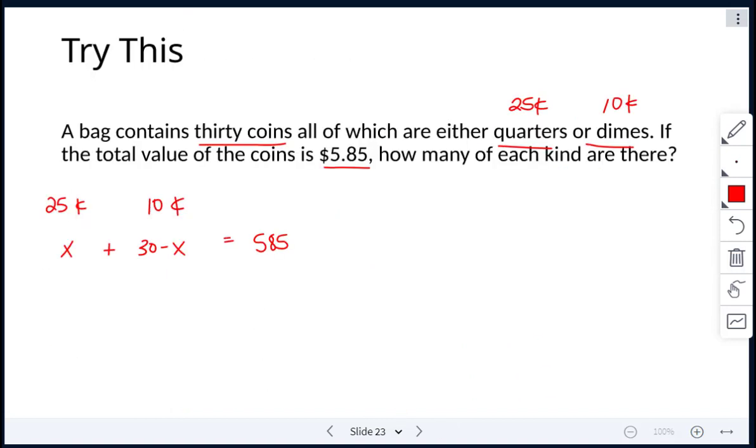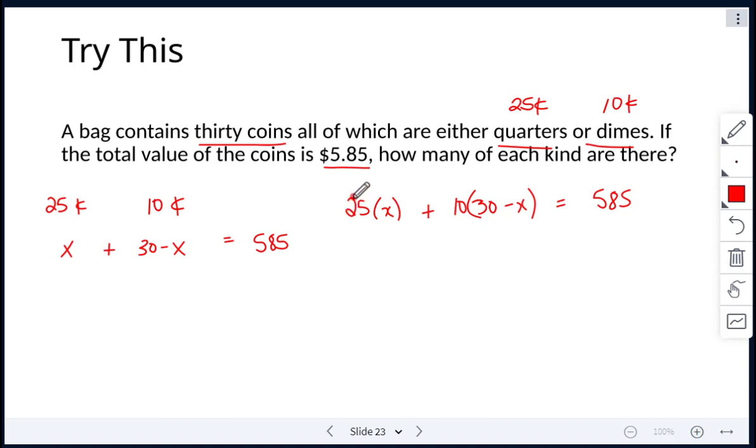All right, so this next example: a bag contains 30 coins, all of which are either quarters or dimes. If the total value of the coins is $5.85, how many of each kind are there? Again, we're just going to use whole numbers here. So 25, 10, and then 585 for the total amount. Setting up our equation now, we have 25 times x plus 10 cents multiplied by 30 minus x, and it equals 585.